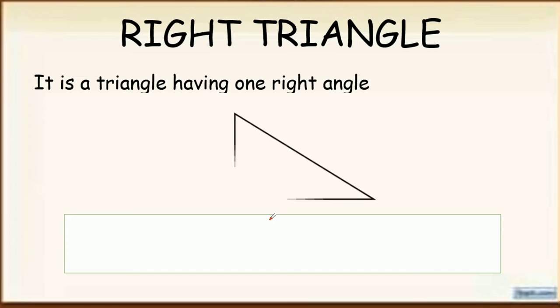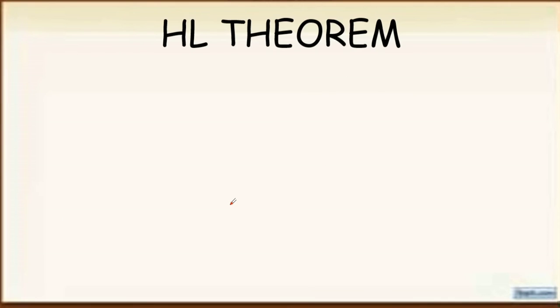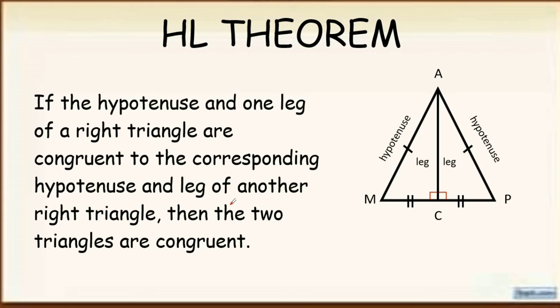right triangle. So, it is a triangle having one right angle. So, ito po yung right angle niya. The measure of a right angle is always equal to 90 degrees. Next, HL theorem or hypotenuse leg theorem. If the hypotenuse and one leg of a right triangle are congruent to the corresponding hypotenuse and leg of another right triangle, then the two triangles are congruent.